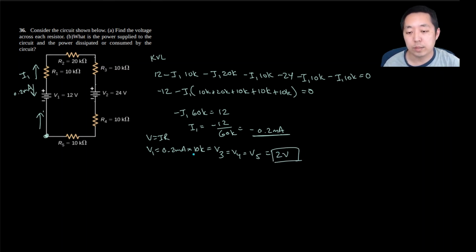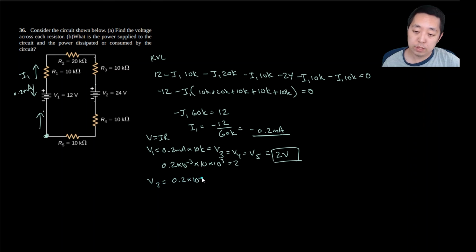It's 0.2 milli times 10 kilo ohm. So just to be clear, it's 0.2 times 10 to the minus 3 times 10 times 10 to the 3. That's equal to 2. Okay, and then the only resistor that has higher is V2, and that would be 0.2 milliamps times 20 kilo ohms, and that's 4 volts.